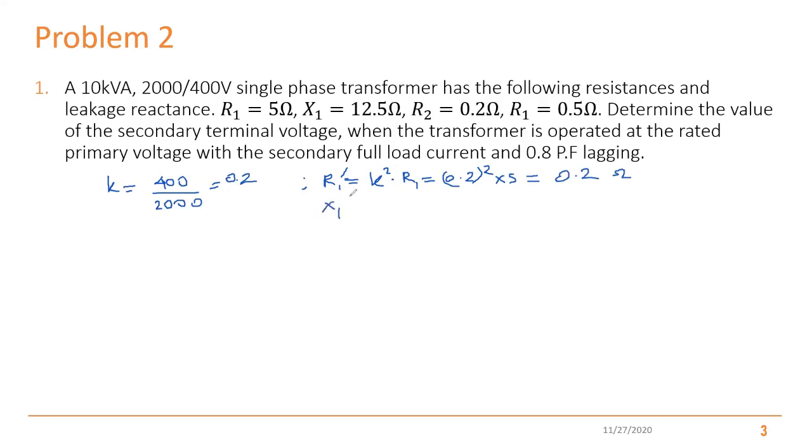Same way you can calculate the primary reactance referred to secondary. So again K squared x1, so 0.2 squared, x1 is 12.5. Again it becomes 0.5 ohm. Now you can complete the equivalent circuit referred to secondary.